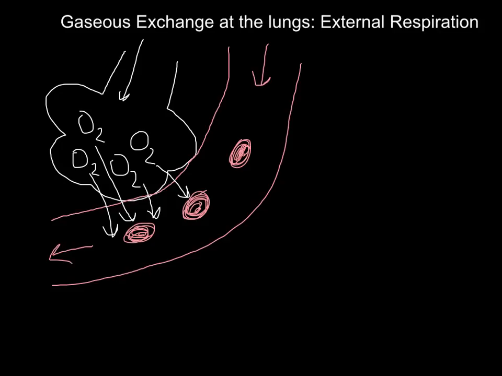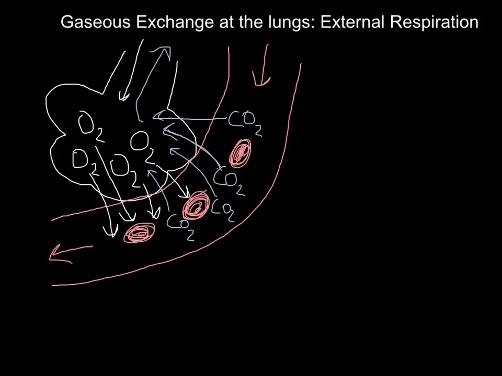Now, at exactly the same time that is taking place, as you can see by the arrows pointing in, the red arrows, this blood that is coming back in is carrying CO2. Because this is stuff that's just been picked up from around the body. At exactly the same time that oxygen is diffusing into the bloodstream, CO2 is going to be diffusing out, out of the bloodstream into the alveoli so that you can then breathe it out.